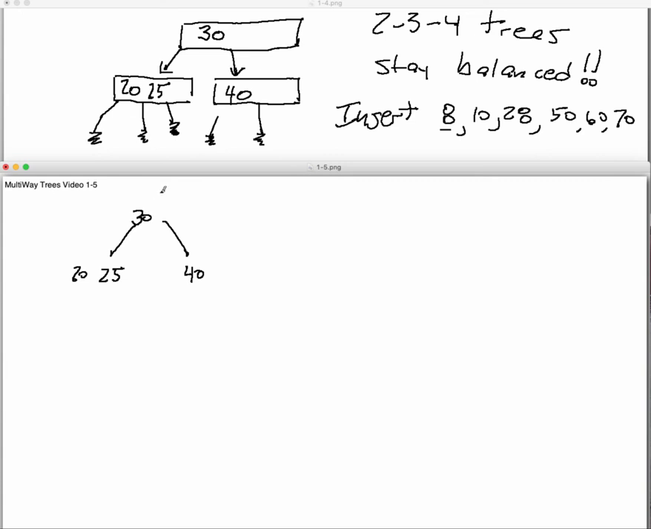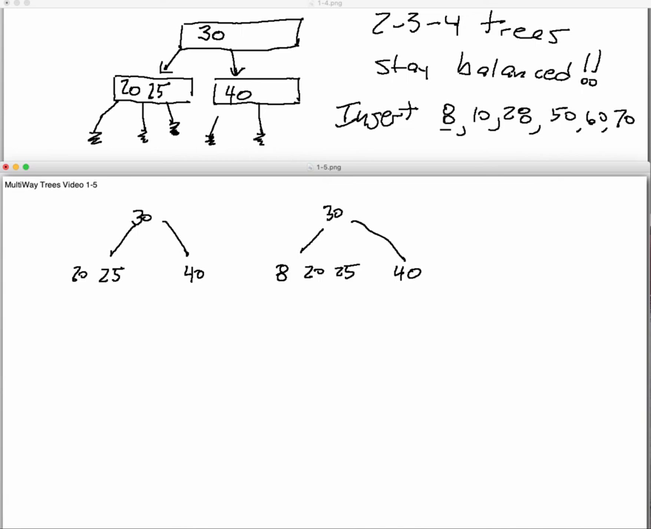So I come over here, and I go down the 30 because it's less than 30. So I come down to here, and I see that there's room to insert it over here. So what I'm left with is 30, and over here, I'm pointing to a tree that is 8, and it's 20, and it's 25. And then I come over here, and this is pointing at 40.